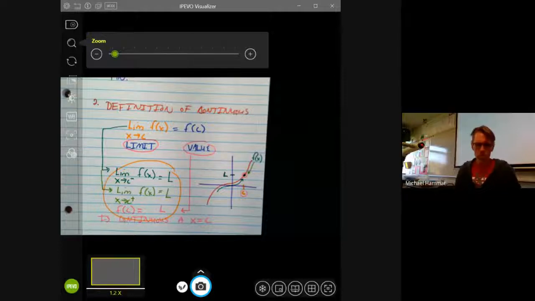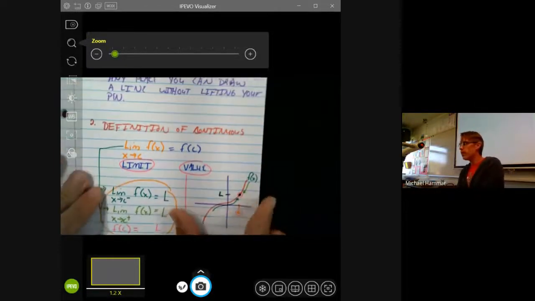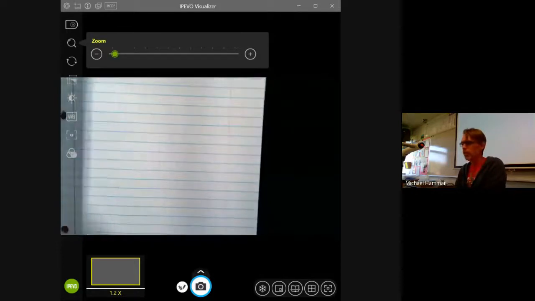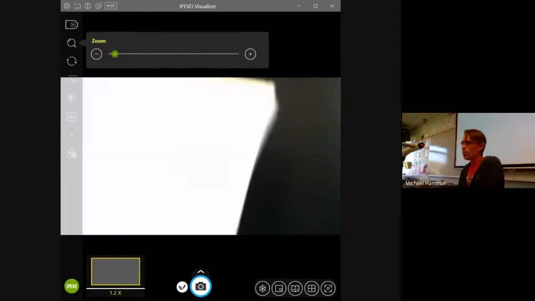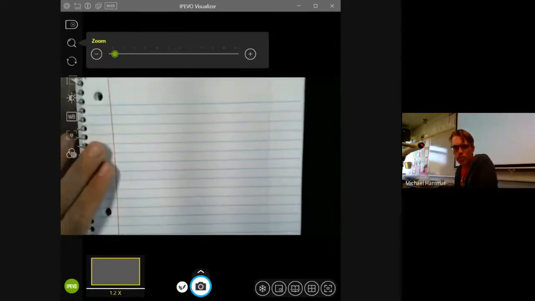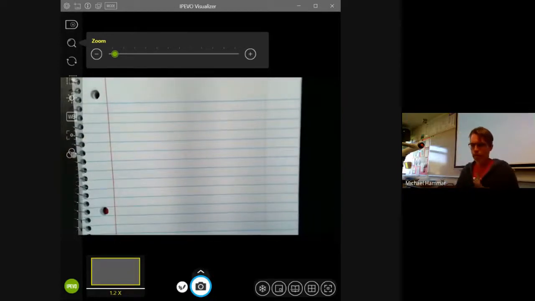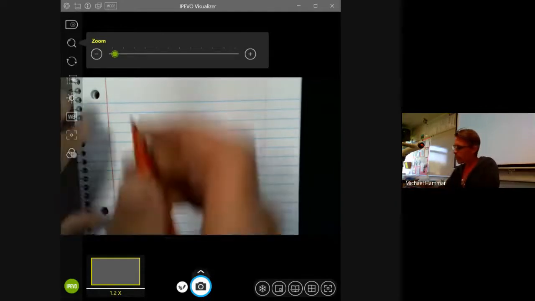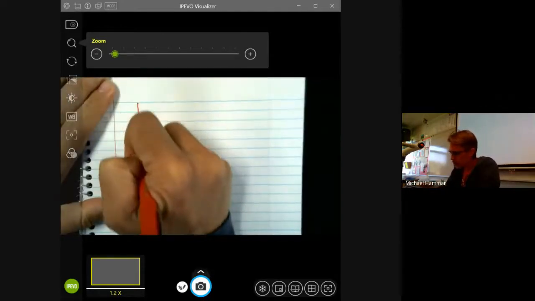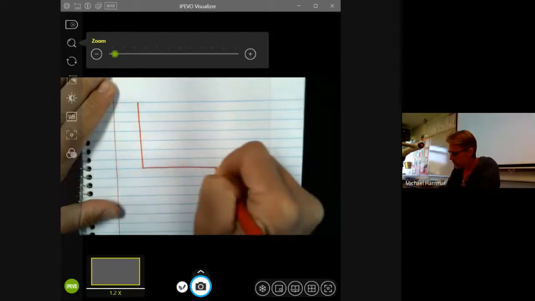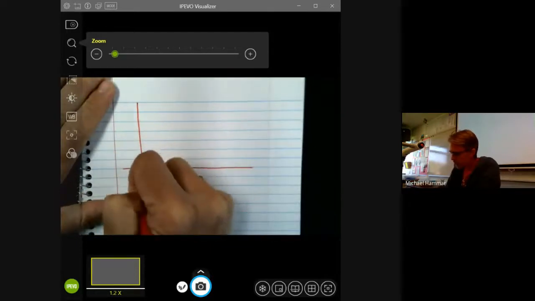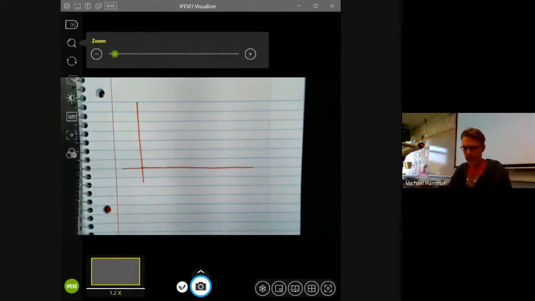Okay, so here's what we're going to do. We're going to take a look at a kind of complicated graph, and then we are going to use that graph to find out where it's continuous, where it's not continuous, and also define the intervals where it is continuous. So let's draw a sketch that looks something like this. We're not going to have a lot of positives and negatives and things like that.